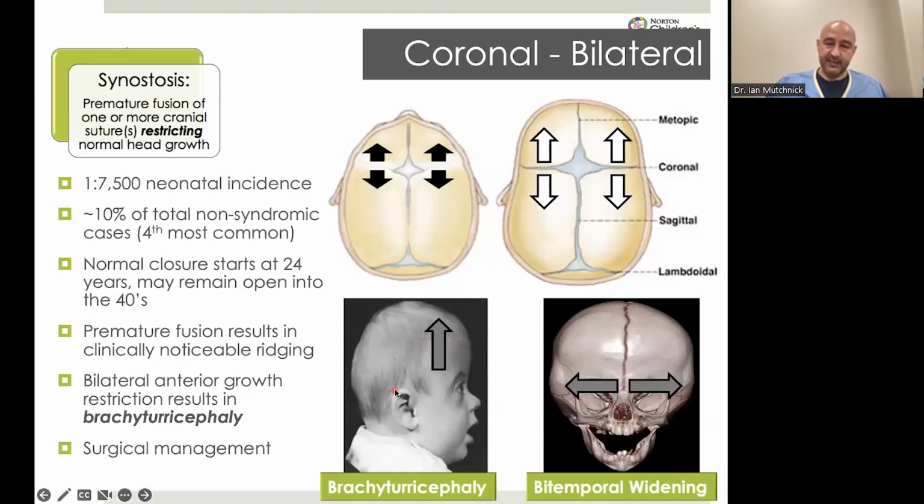So the head does the only thing it can. Instead of growing forward, it grows up. So you get a brachycephaly, short front to back, and a taurocephaly. The head tends to crown. It tends to be very tall. And you also get a bitemporal widening. That's another compensatory mechanism for skull growth in the absence of free coronal sutures.